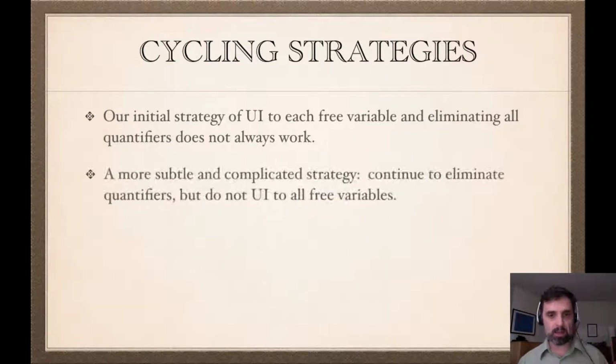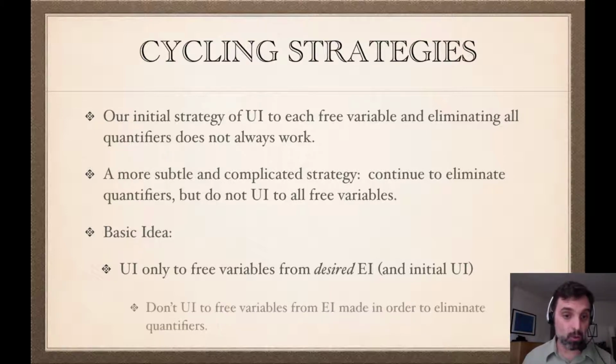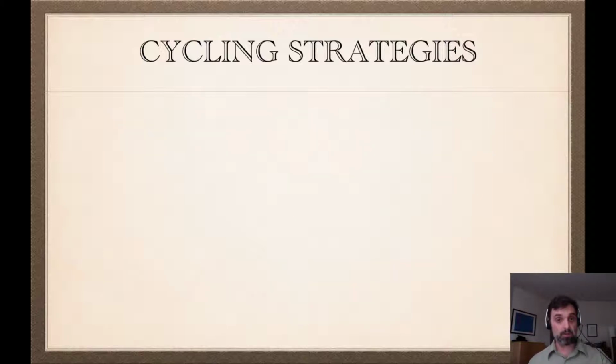The idea is that we want to distinguish between desired EI and undesired EI. Desired EI is, I actually want to work with that instance of the existential quantification. Undesired EI is, I don't care about that instance of the existential quantification. I'm only doing EI to get rid of the existential quantifier. So you UI to free variables if they're from desired EI. You don't UI to free variables from EI if the EI was just made in order to eliminate quantifiers, as it is in the derivation we just saw.